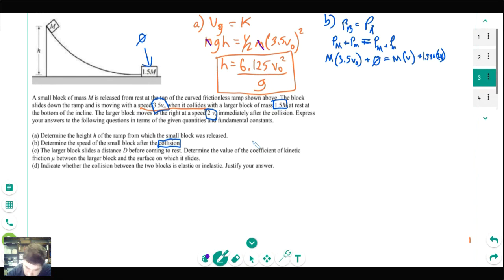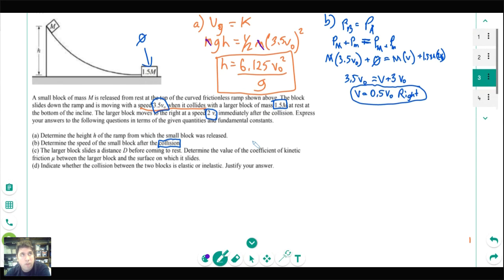All right, so we can drop all the m's out because every single term has one. So we're left with 3.5 v naught equals v plus 3 v naught. That means v must be equal to 0.5 v naught. And because this is positive, we know we're also moving to the right in this case. The question didn't ask it, but it's always good to keep in mind what's going on here. We're not bouncing off. All right. Part C. The larger block slides a distance d before coming to rest.